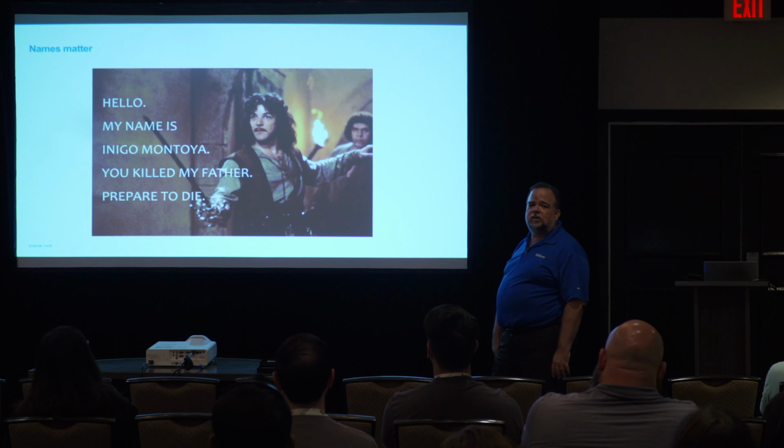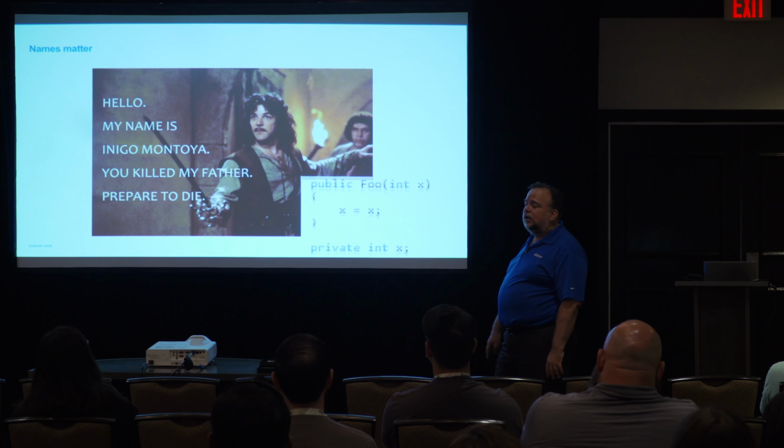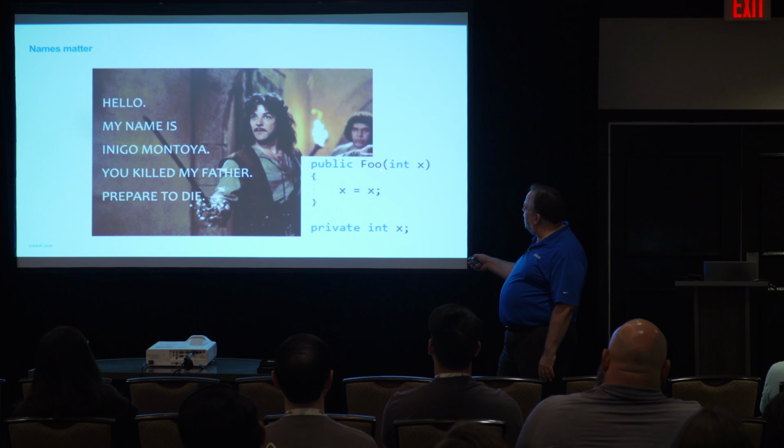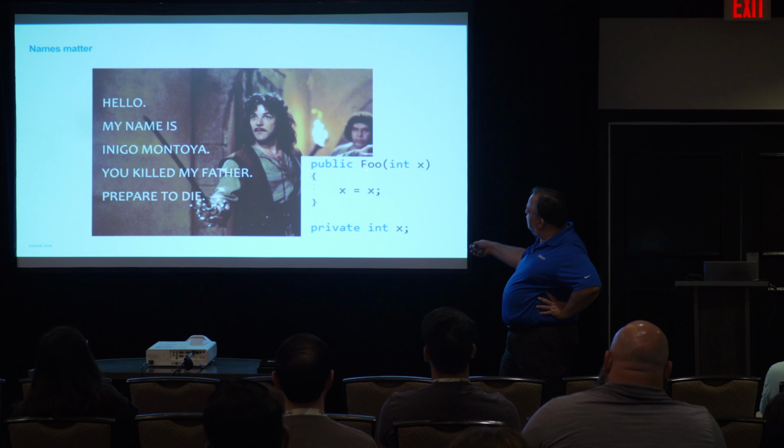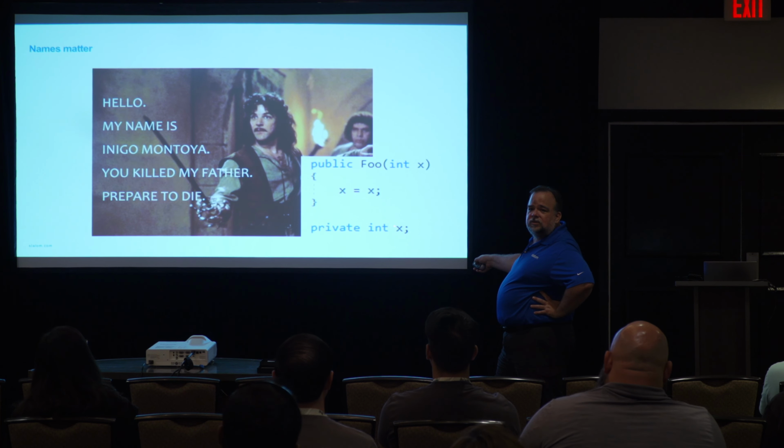Names, they're hard, right? Anybody have a situation like this? So I have a method, takes in an x, and I'm going to assign x to x. And then, if I pass a request into the foo method and I give it a 10, what's this value going to be at the end of that method? I heard 0. Why?